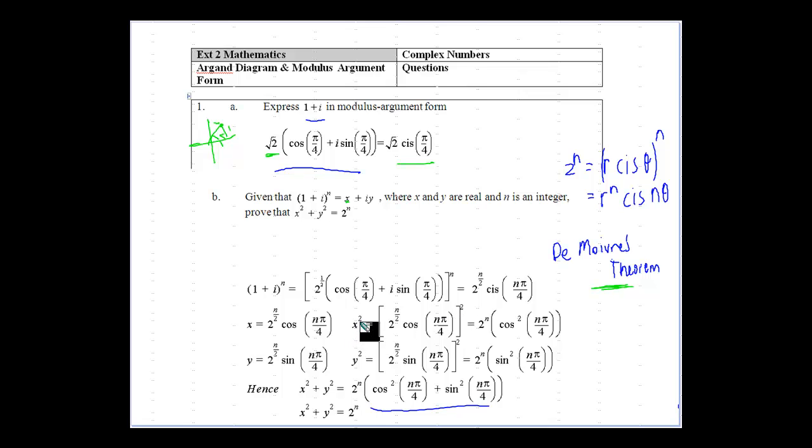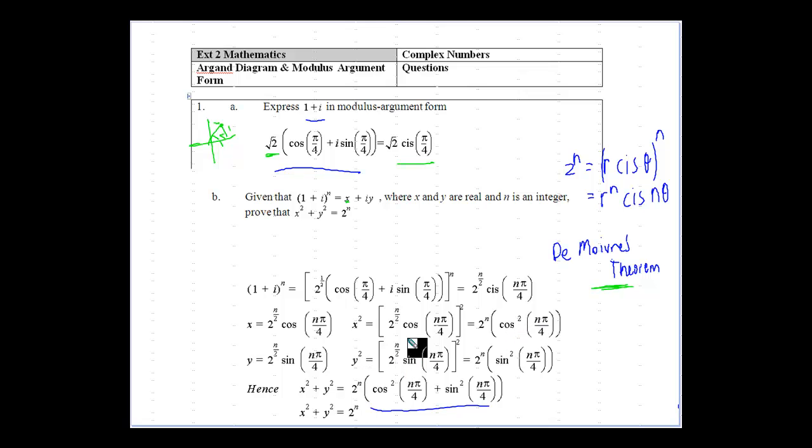So x squared is 2 to the power of n on 2 all squared, which gives us 2 to the power of n. And then the angle is squared, so it gives us cos squared of n pi on 4. We can't just multiply the angle by 2, because that only works for de Moivre's theorem when you're doing it with cis theta: cis theta to the power of n becomes cis n theta. It doesn't work this time because it's just cosine by itself.